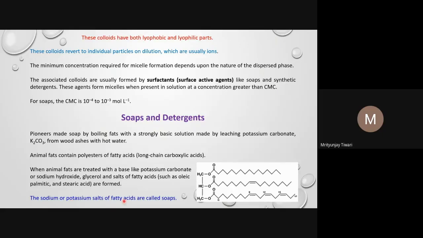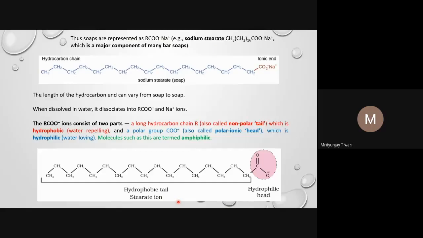these are salts which are called soaps. If you add soaps in water, what will happen? These ions will get separated. Usually, when an ionic compound is dissolved in water, the ions get separated easily. So when dissolved in water, the soap dissociates into RCOO minus and Na plus ions.